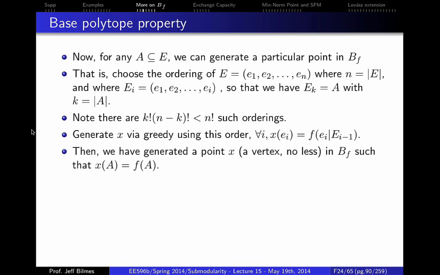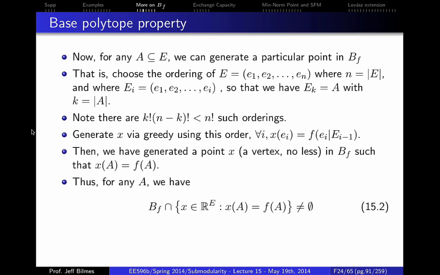And then what we know, just by the process that we've already got, is that when we evaluate that x that we've generated according to the greedy order at A, that's equal to E sub k, but E sub k, we've chosen that to be A. So we're tight, therefore, at A. But since we also know that we're a member of the polytope, because we proved that a couple of lectures ago, we know that we're a modular lower bound everywhere else.